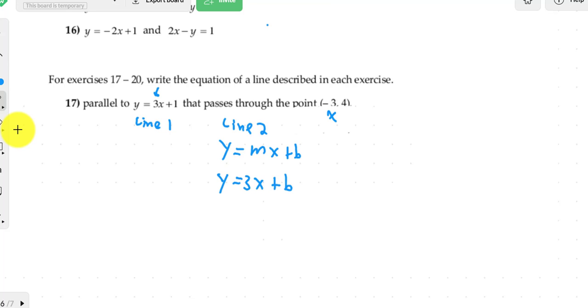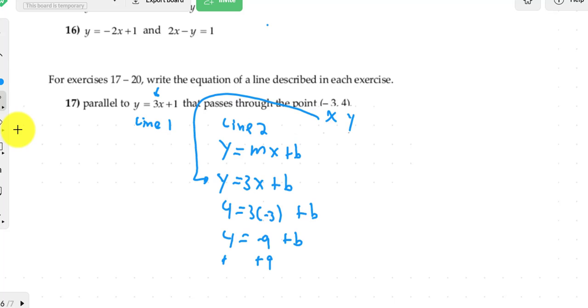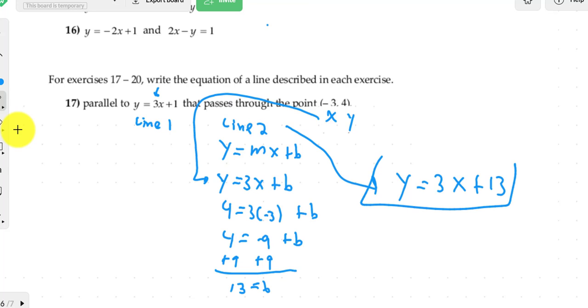Now, we were given an x and a y, so I can sub that in here. The y was 4, the x was negative 3, and we're solving for b. So I get 4 equals negative 9 plus b. If I add 9 to both sides, I'm left with 13 equals b. So the equation, or line 2, will be y equals 3x plus 13. That would be my parallel line, or line 2. Line 1 was given. This line 2 is parallel to line 1.